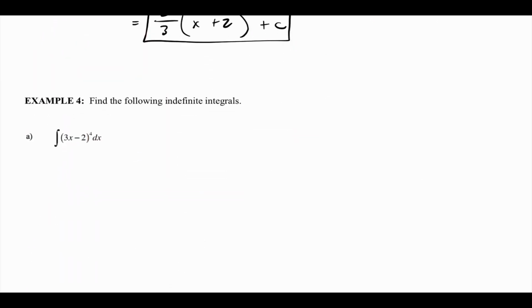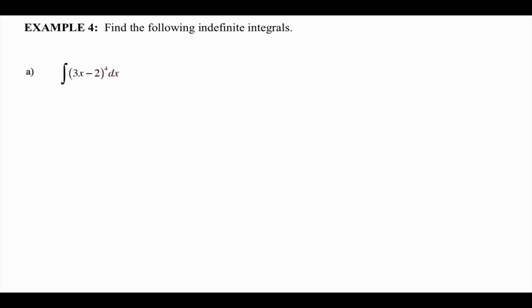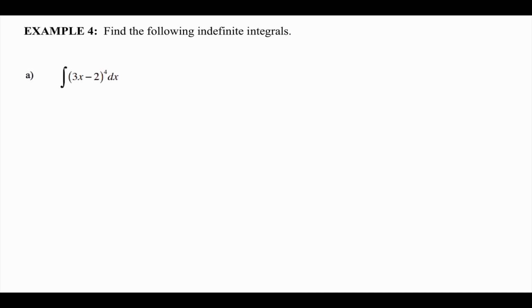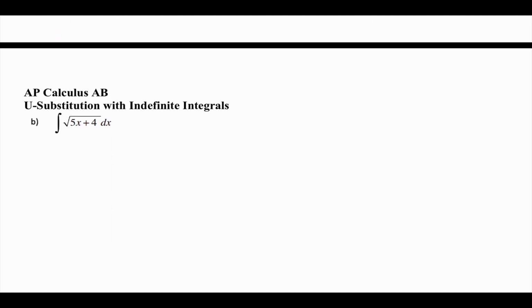Let's see. Try number 4. Try number 4 on your own. Use the steps to do number 4. Again, number 4, you could use the power rule, but it would take you a long time because you've got to multiply some 3x minus 2 four times. And that would get very long.